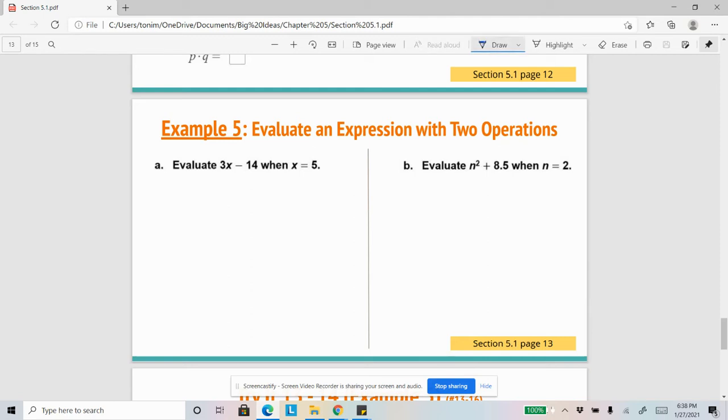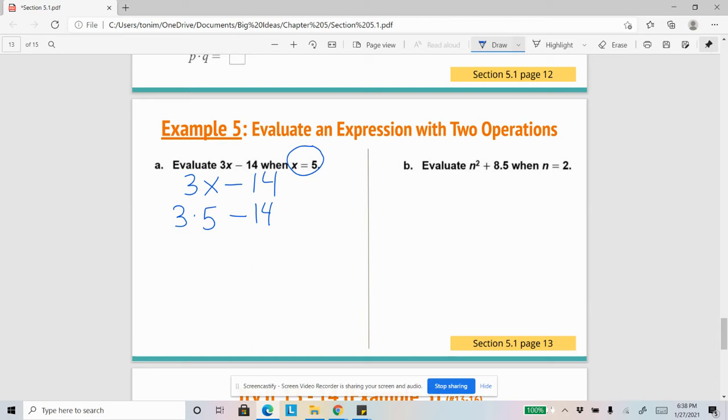So I'm going to put my draw button on. All right, so we have 3x minus 14. If you remember, you always rewrite it. Our first step is we always substitute our variables. So let's put our x for 5. When we have a number next to a parenthesis, it means to multiply. So you're going to do 3 times 5 minus 14. Just rewrite everything and substitute your variable.